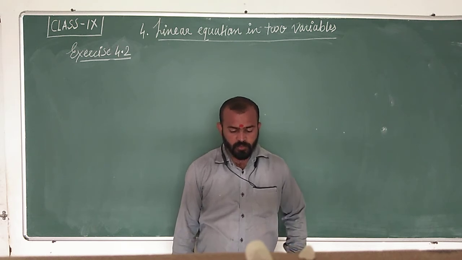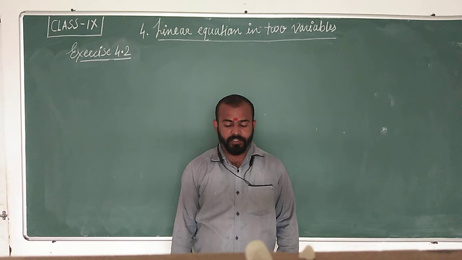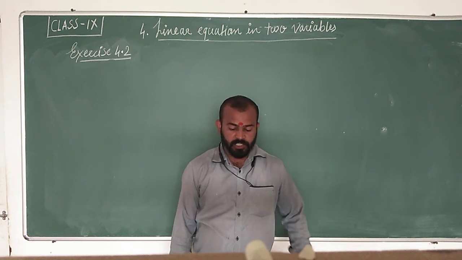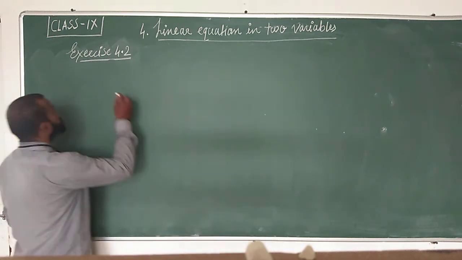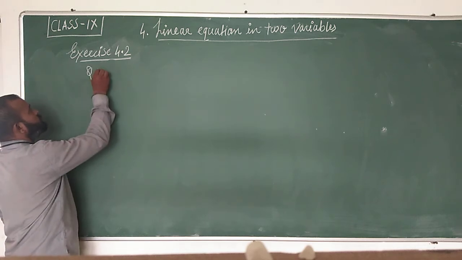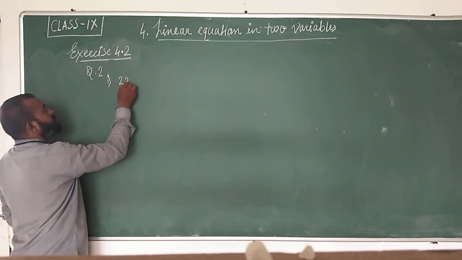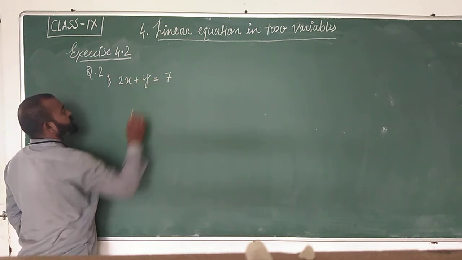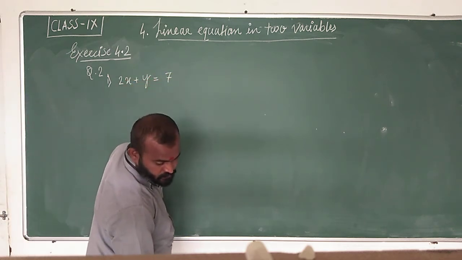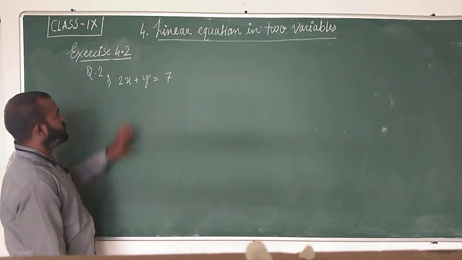Question number 2 is, write 4 solutions for each of the following equations. First equation is 2x plus y equals 7. We have to write 4 solutions for each of the following equations. We have to write 4 solutions.